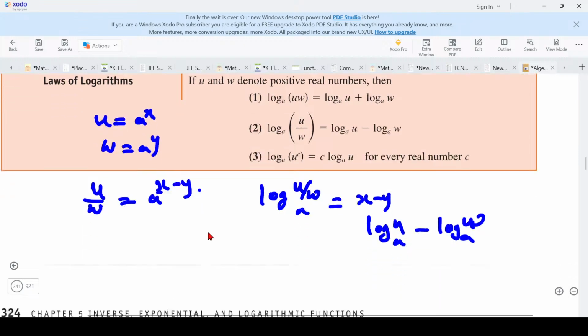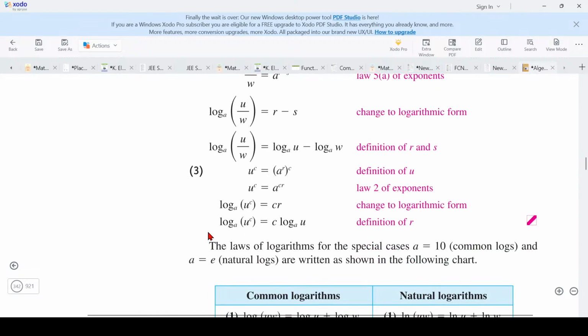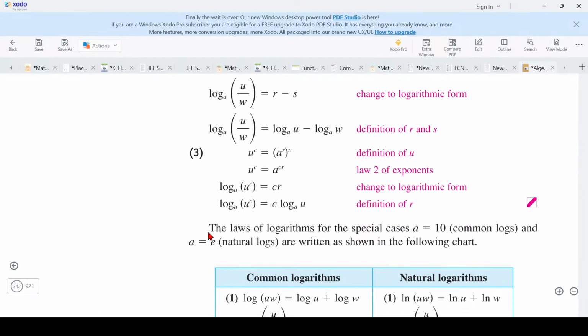Similarly, the third one also you can do the same thing. Just convince yourself. u is again a power r. What is u power c? A power r whole power c, that is a power cr. And log u power c whole to the base a should become cr. What is r? r is log u to the base a. That's it. Do you agree with this?